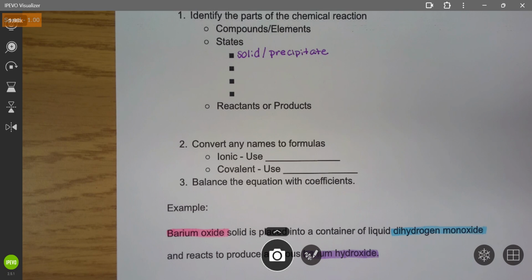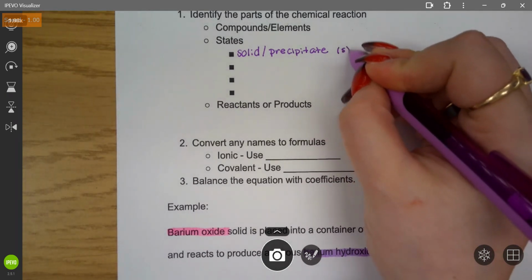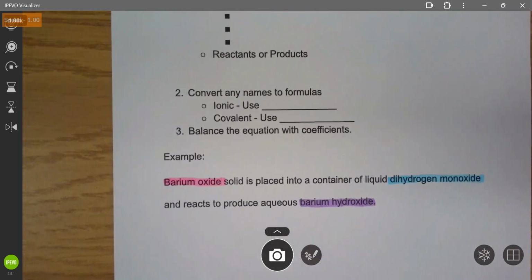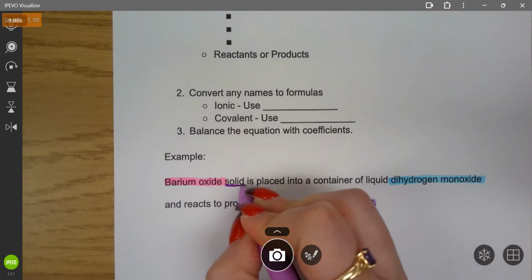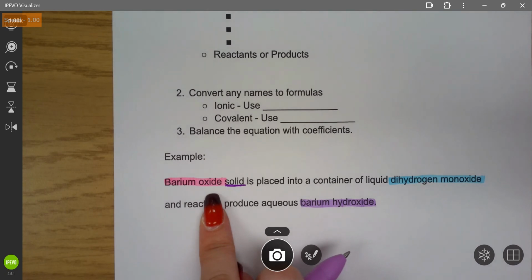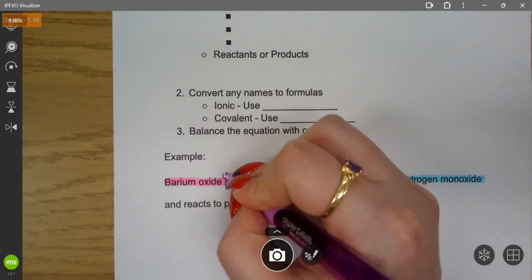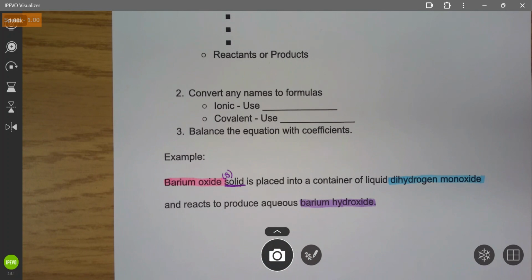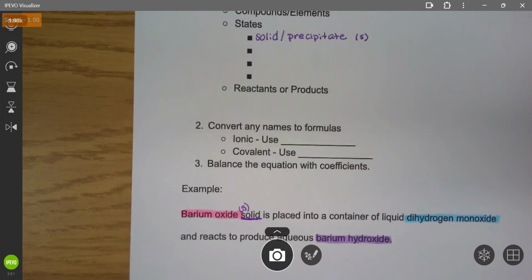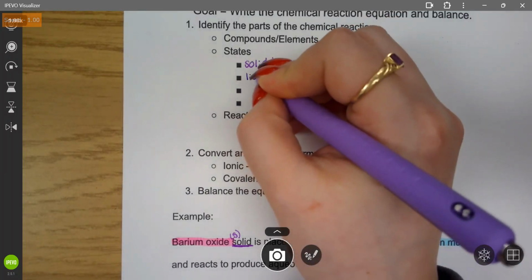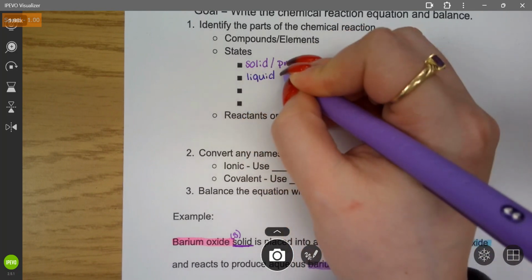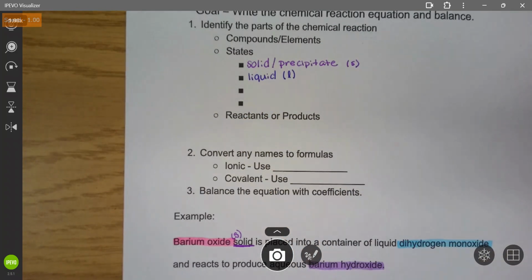So when we see that word solid or the word precipitate, that's our state of matter. It's just that S. If I look through my example here, barium oxide solid, there's that word solid. So I know the state of matter for this substance is solid. So I'm going to use a little s abbreviation to represent that. I don't see the word solid or the word precipitate anywhere else, so now I can move into another state of matter. Next state of matter being just liquid. And liquid is pretty straightforward. You'll only really see it as liquid ever, and we use a little L to abbreviate that.